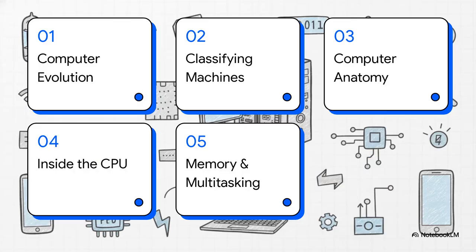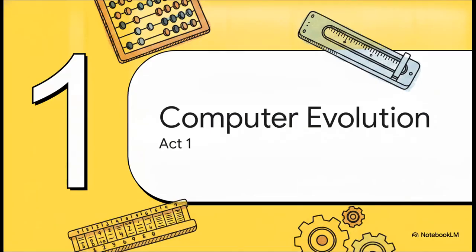Here's the roadmap for our explainer today. We'll hit the evolution of the computer, classifying modern machines, the anatomy of a computer, peek inside the CPU, and then wrap it all up with memory and multitasking. All right, Act 1, the evolution of the computer.